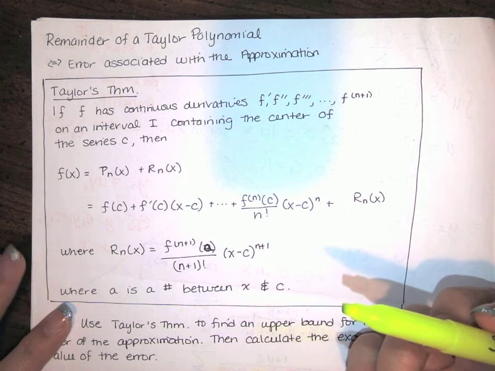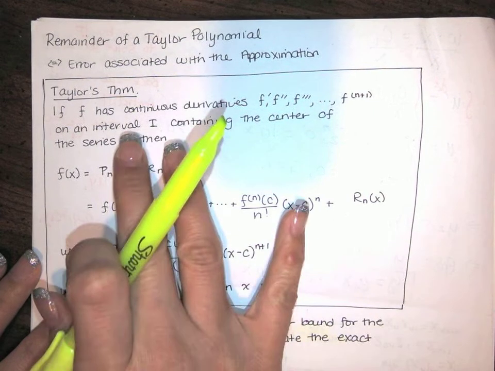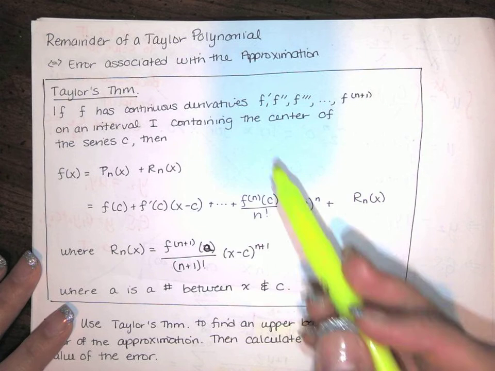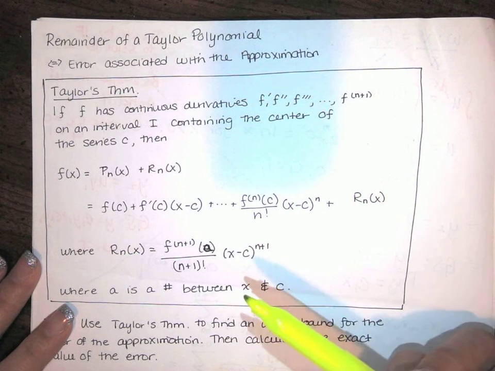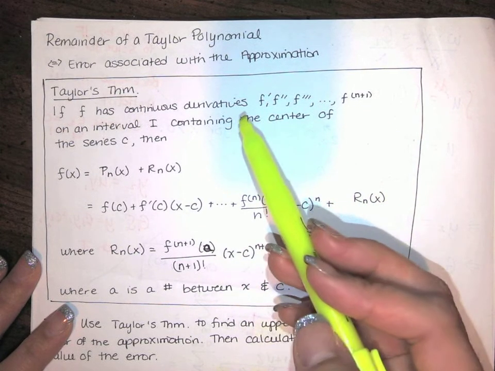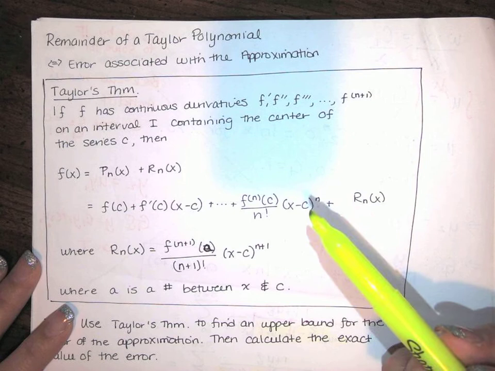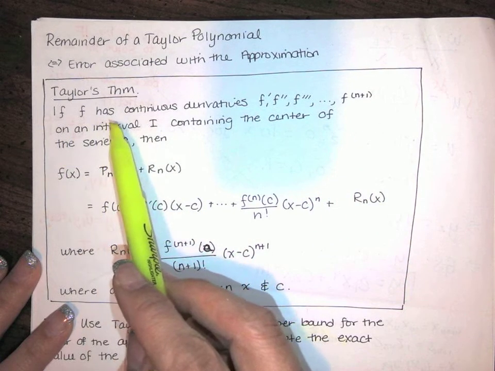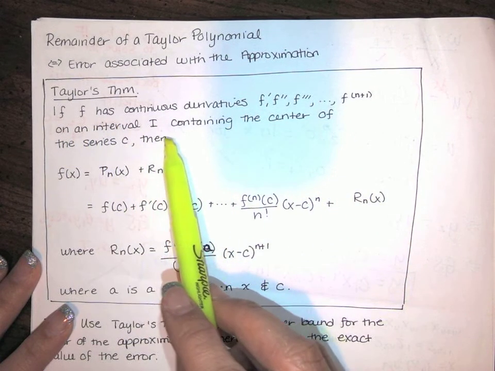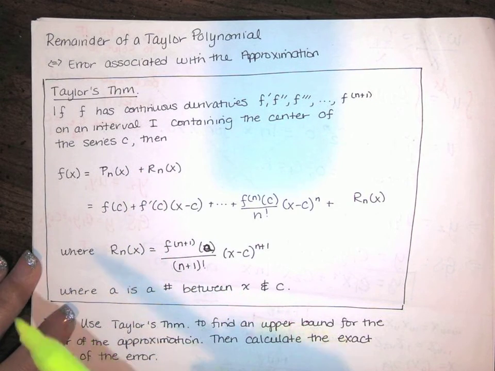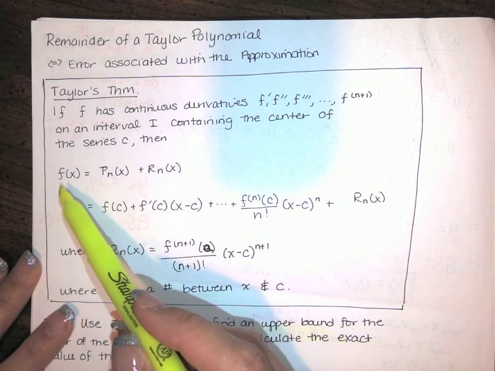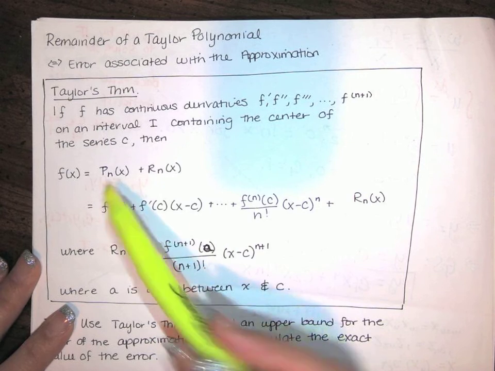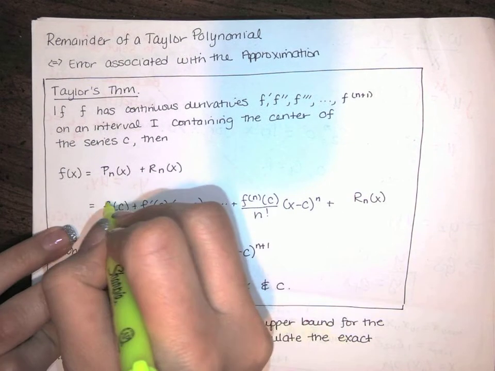So here's Taylor's theorem. It tells us that if our function f has continuous derivatives all the way up to the n+1th derivative, so we get at least n+1 derivatives out of this, and these derivatives are all continuous on an interval I containing the center of the series. Well, in that case, then f can be written as its nth order Taylor polynomial, and that's just this.